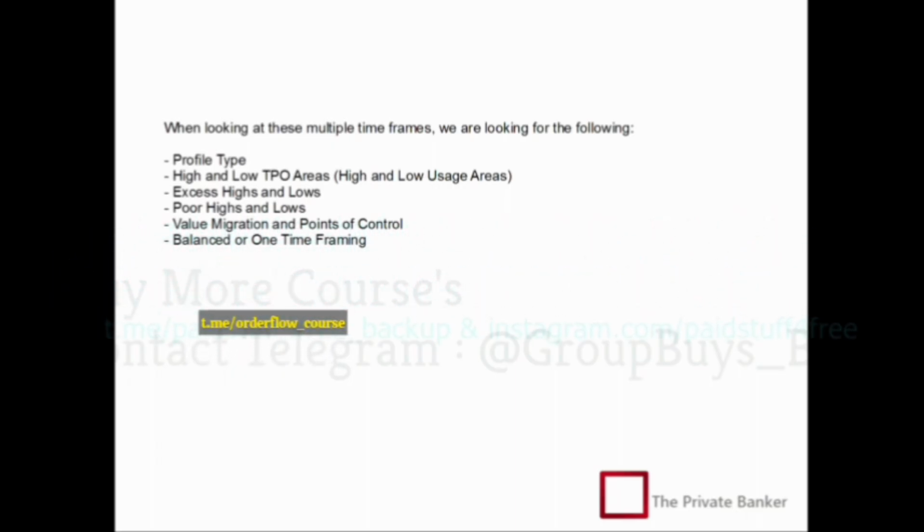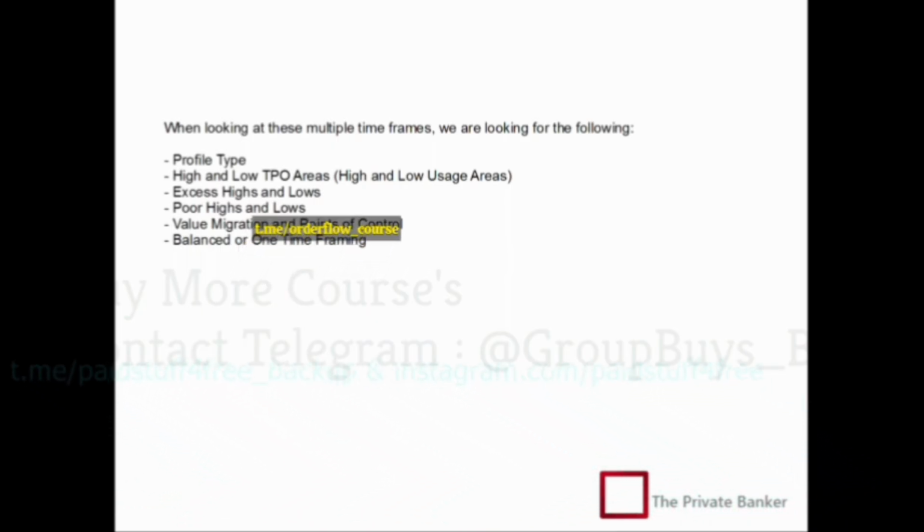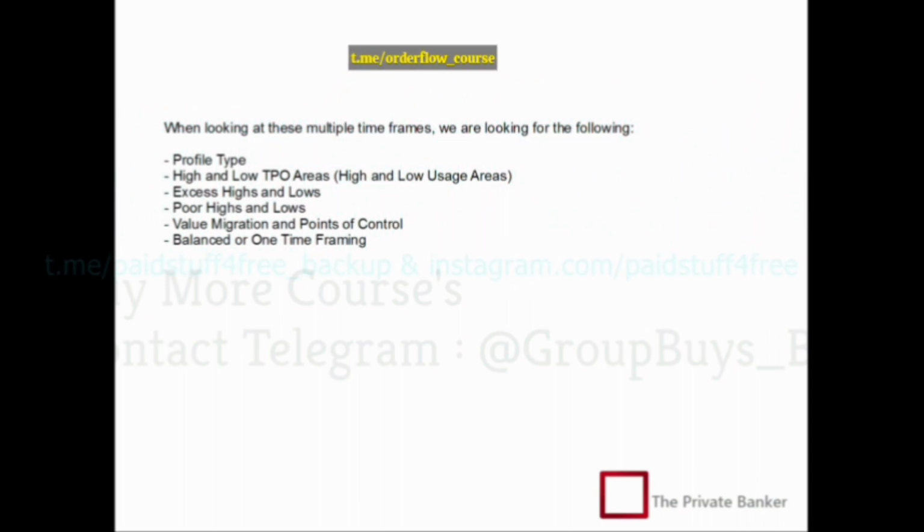What's the migration of value and the point of control in these profiles? Has it been stair-stepping higher or lower based upon the trend? We really want to look for that type of information. Do we see value areas overlapping each other, or are they separated? This gives us a sense of how strong the move is. And then of course we want to look at the overall profile in terms of whether they are balanced, meaning they're overlapping the previous profile, or one time framing, meaning they're continually looking for higher prices or lower prices. So just overall structure in that sense, similar to what we looked at with the price bar charts.